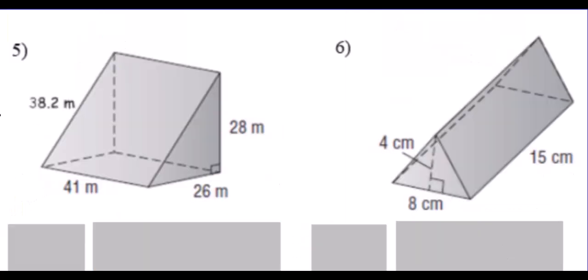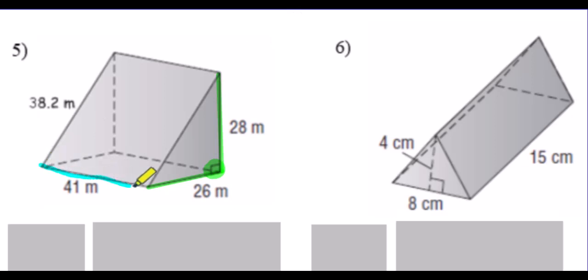All right, let's take a look at number 5. Again, we're looking for that 90-degree angle, which I can highlight right here in green. So our base and height have to intersect at a 90-degree angle. I'm going to use 26 and 28 as my base and height. The width of my prism is going to be 41.